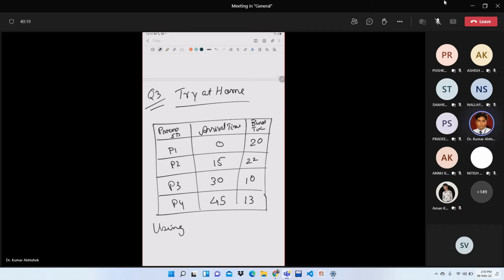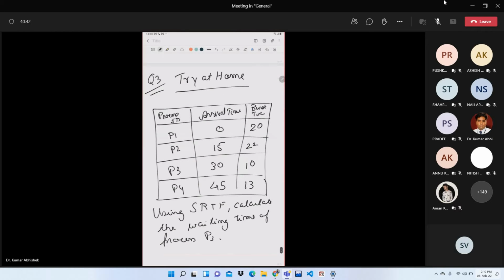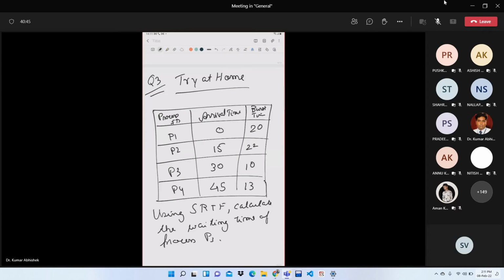Using SRTF, calculate the time of process P3. This is your question. Please copy it. Next class I will solve both the home try at home. First thing I will do, that try at home, this one and the previous one, so that you can match it.